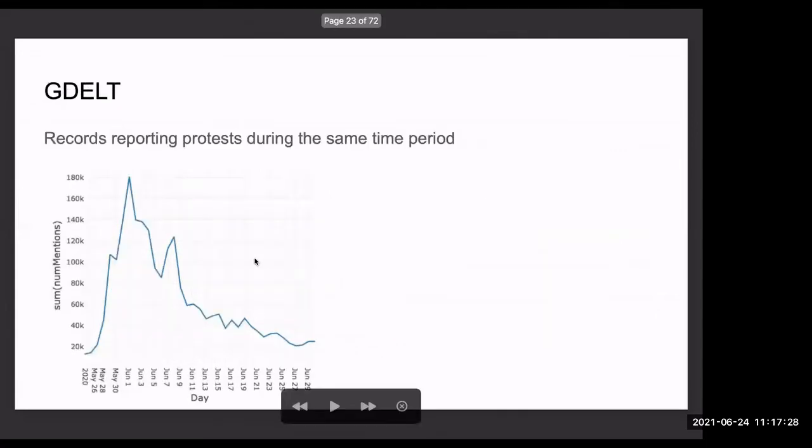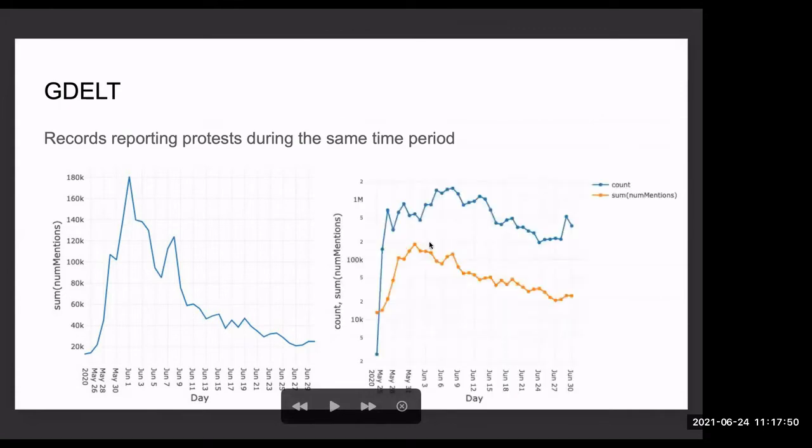All right. So let's look at the mass media aspect of the events unfolding. These are records of articles mentioning protests in the same time period. We can see here that it kind of follows the same pattern. These are the two plots compared, log scaled. So it seems there is some sort of relationship.